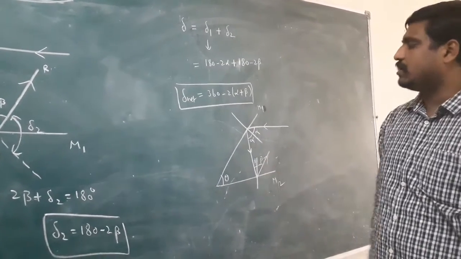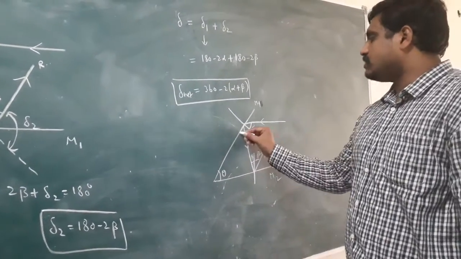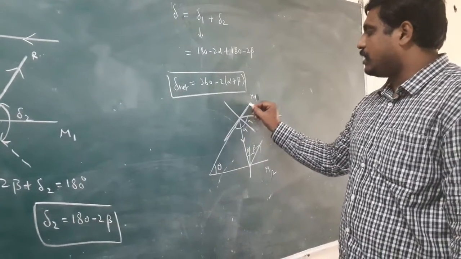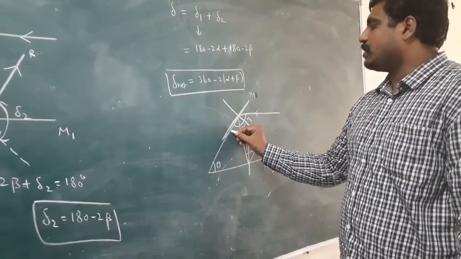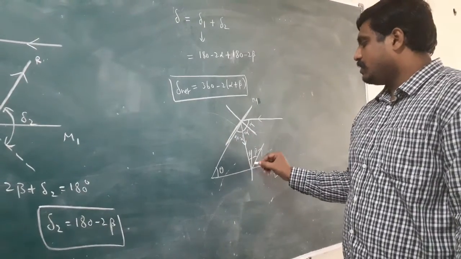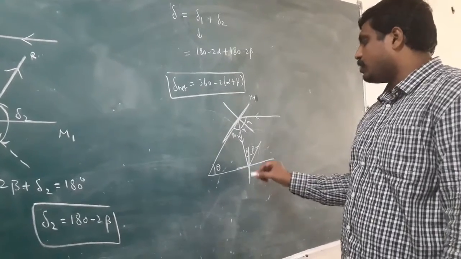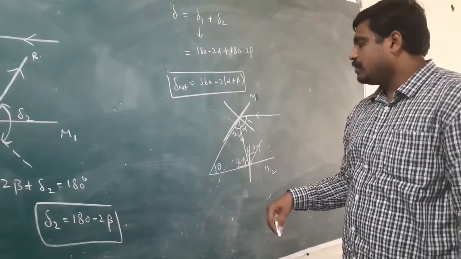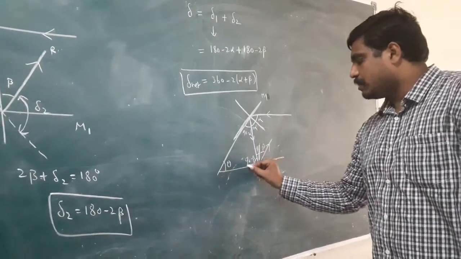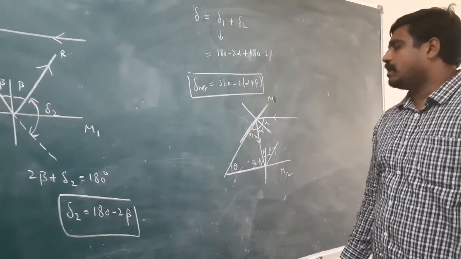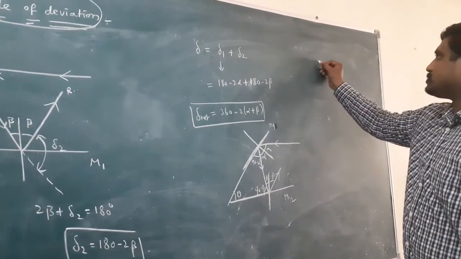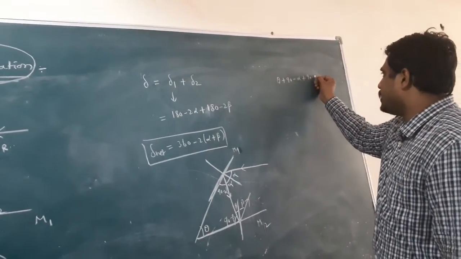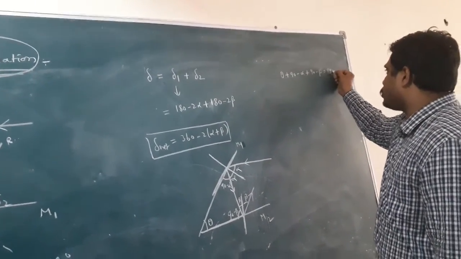Previous diagram same. Look here. This angle is the normal. Normal means the angle is 90 degrees. Minus alpha, the remaining is 90 minus alpha. Here also this is normal, and according to the surface, this angle is also 90 minus beta. Here this is the triangle. In mathematics, the total triangle angle is 180. So theta plus (90 minus alpha) plus (90 minus beta) equals 180 degrees.